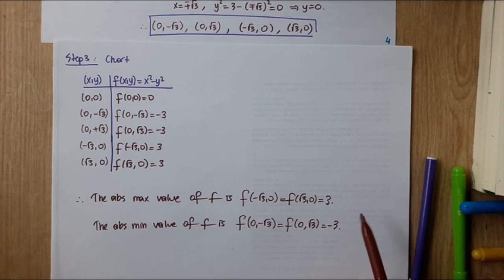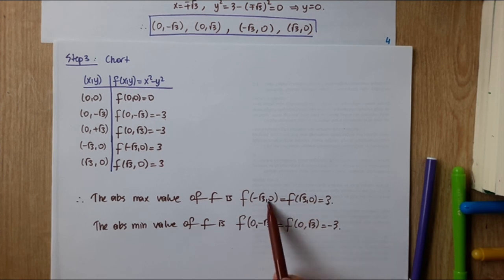Also, I can say it like that: F has absolute maximum at this point and this point, and F has absolute minimum at this point and this point, and the absolute minimum value is minus 3, absolute maximum value is 3 here.